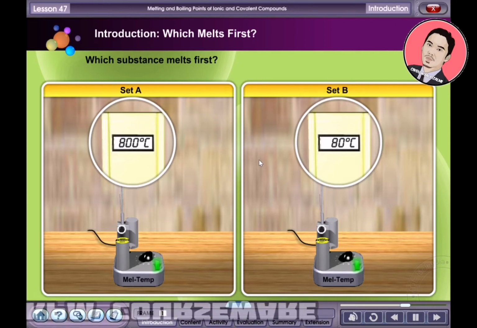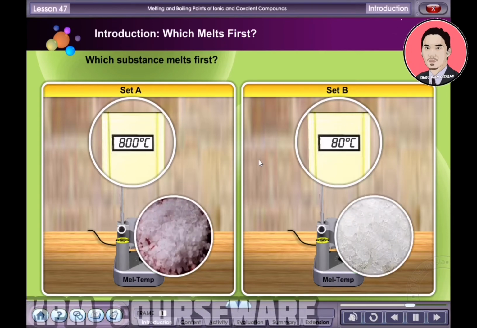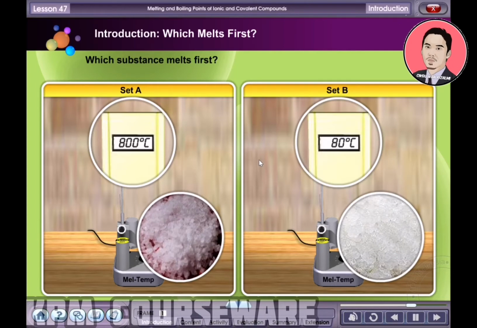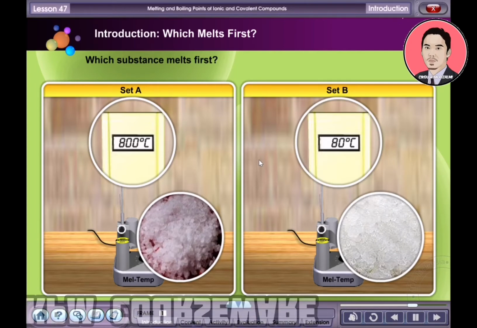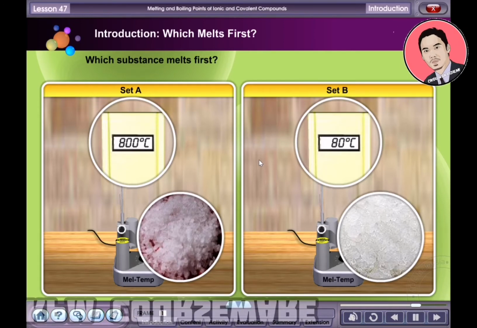A has a very high melting point, whereas B melts at a lower temperature. Which substance do you think is an ionic compound? A is most likely to be an ionic compound compared to B.